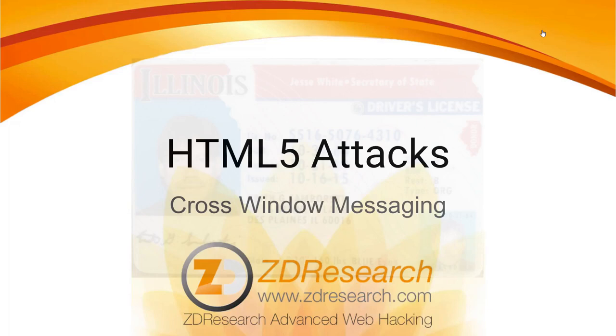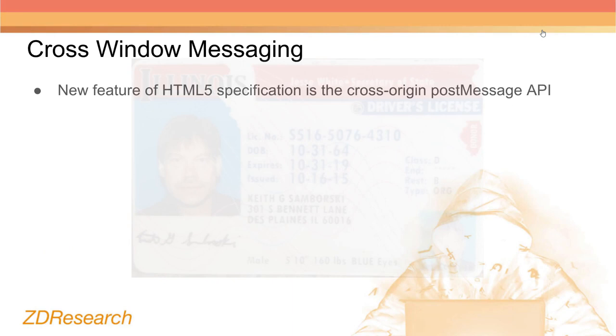Okay, the first thing we're going to discuss is cross-window messaging, what it is, how it works, and how we can exploit it. Cross-window messaging is a new API and feature of HTML5. It's usually through the postMessage API. It enables us to send messages to another origin, so another web page which is not our own website.